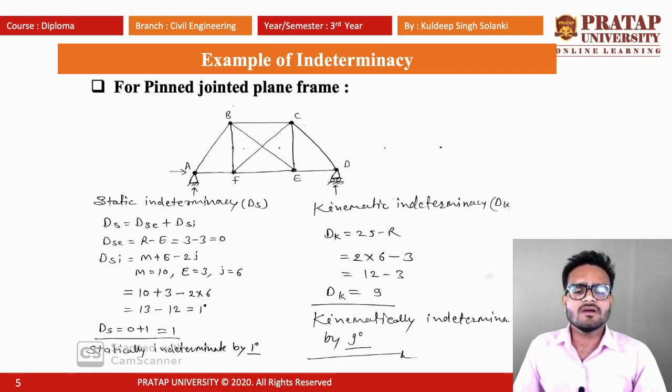Okay. Also kinematic indeterminacy for this case. This is the formula: DK is equal to 2J minus R, and J, how many joints are available? The value of J is equal to 6 because 6 joints are available, and R is the number of reactions, 3. Now put the values of J and R, so finally we can calculate the DK, and in this case we have 9. The value of DK is equal to 9. So we can say our structure is kinematically indeterminate by 9 degrees, because the value of DK is equal to 9.